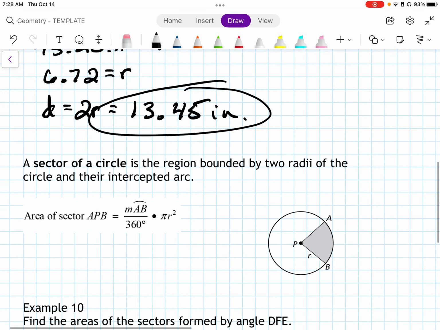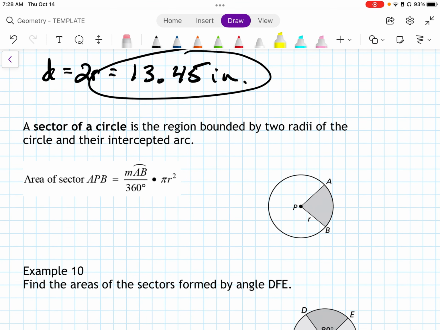All right, next up, a definition. A sector of a circle is the region bounded by 2 radii of the circle and their intercepted arc, right? A sector of a circle would be a slice of pizza. Whenever you're talking about the whole slice, the crust, the cheese, everything, all of it would be part of the sector, right?